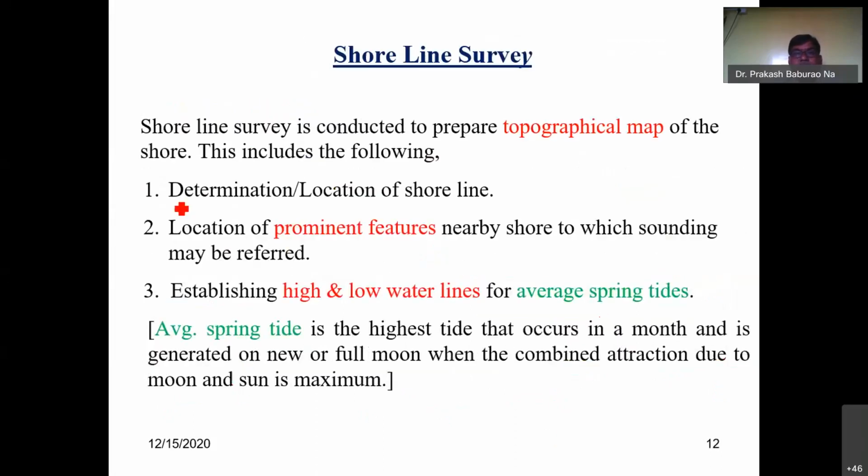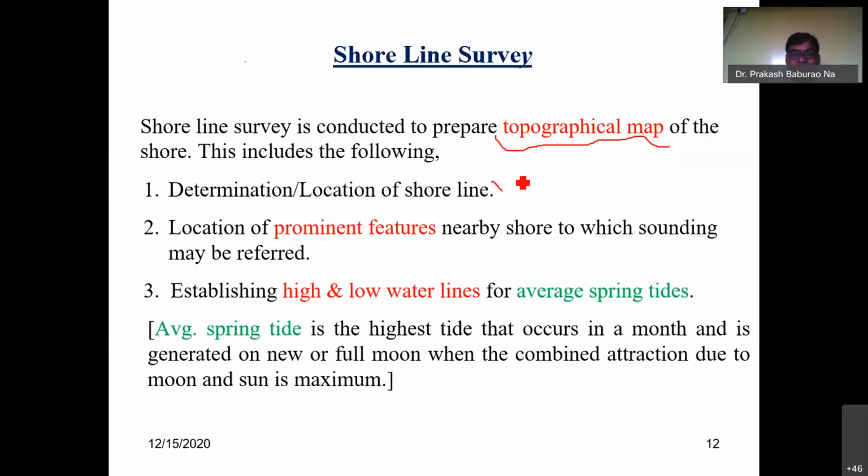Now, next part, shoreline survey. What about the shoreline survey? This is required for establishment of horizontal control as well as establishment of vertical control. It is conducted to prepare the topographical map of the shoreline, which includes, first point, determination or location of the shoreline.